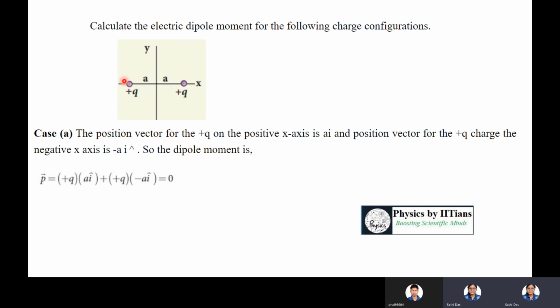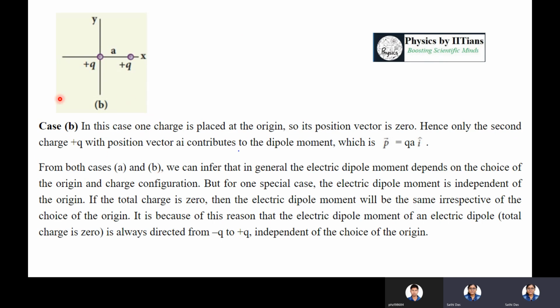One is on the negative x-axis at a distance of a. Another is on the positive x-axis at a distance of a. So the position vector of the plus q on the positive x is a i cap, and the position vector of the plus q on the negative x is minus a i cap. So the dipole moment is plus q into a i cap plus q into minus a i cap. So this is 0.